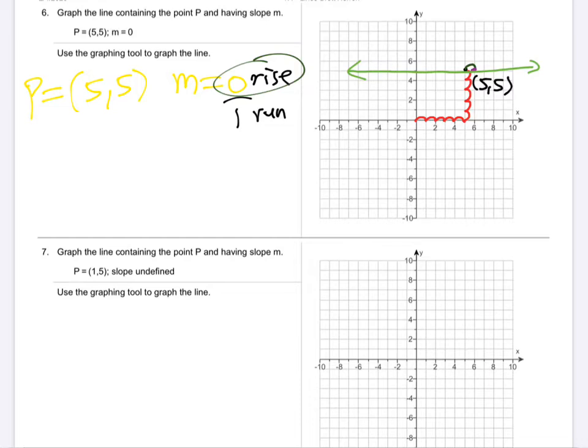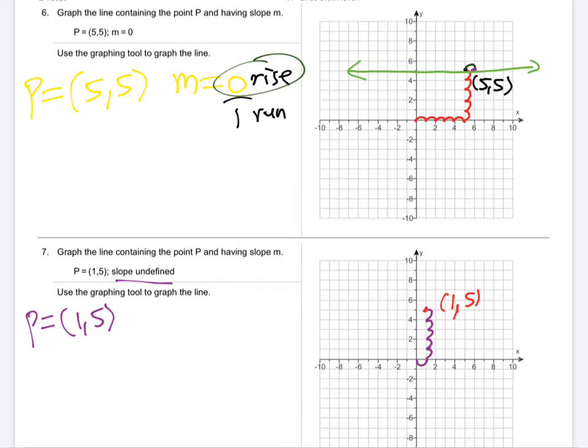So they're giving you a point again, 1, 5. So start with that one. And then they're saying the slope is undefined. See if you remember what that means. Okay, so we start with 1, 5. From the middle, go over 1, up 1, 2, 3, 4, 5. So right there is our dot. That's the dot over 1, up 5. Good, so there's our first point.